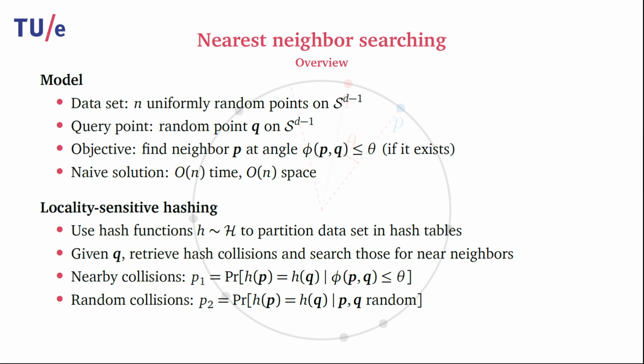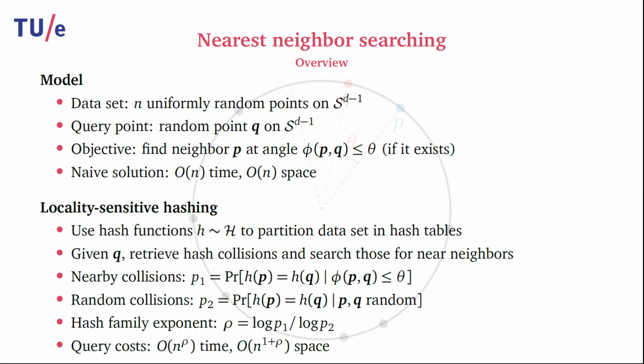And P2 denotes the collision probability for random vectors, like if this point P here is not the nearest neighbor, but some random point from the data set, what is the probability of getting the same hash value, so ending up in the same hash bucket as the query point.